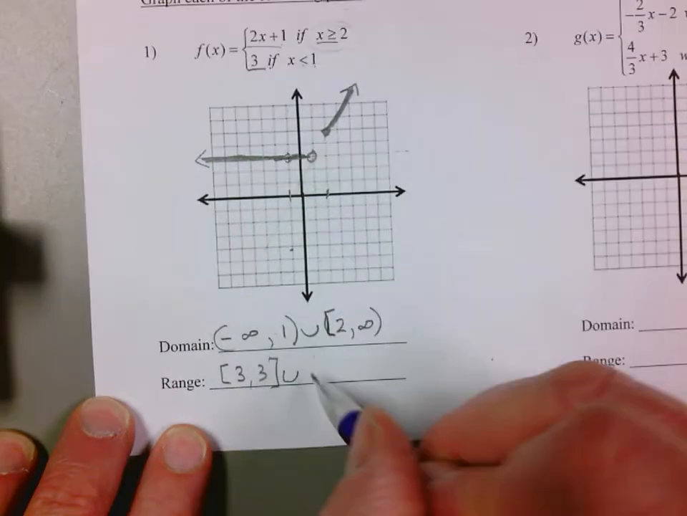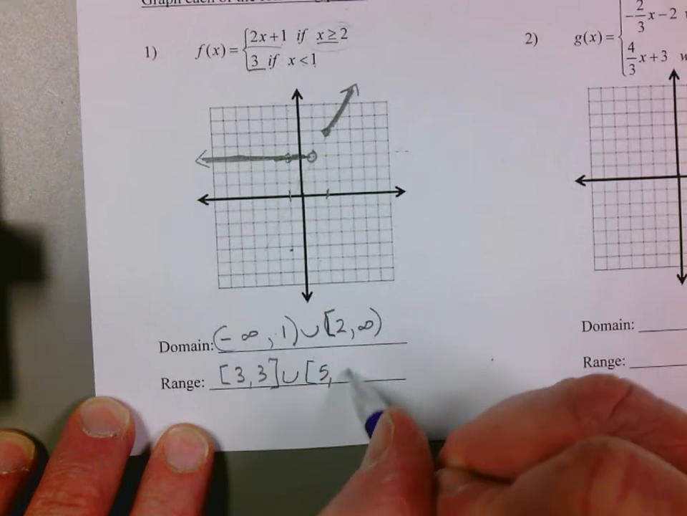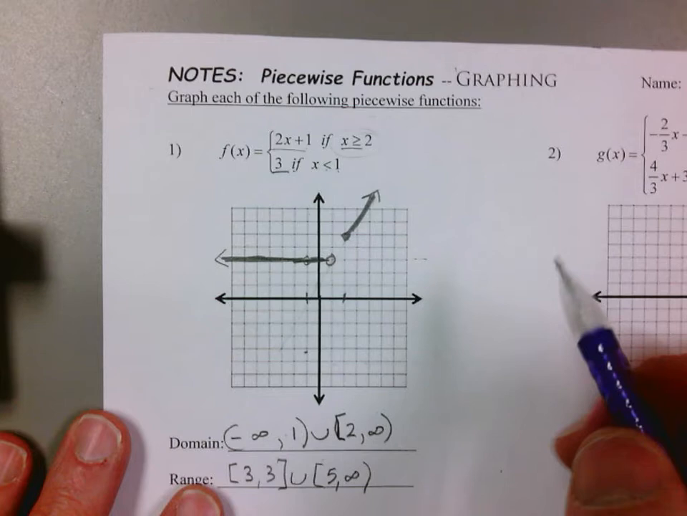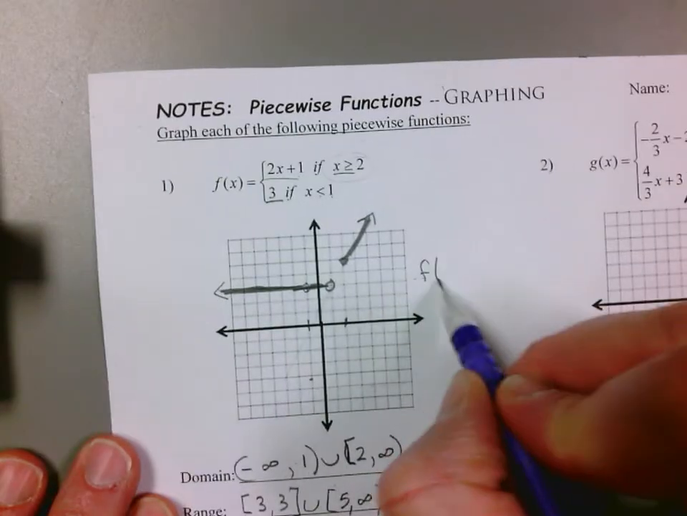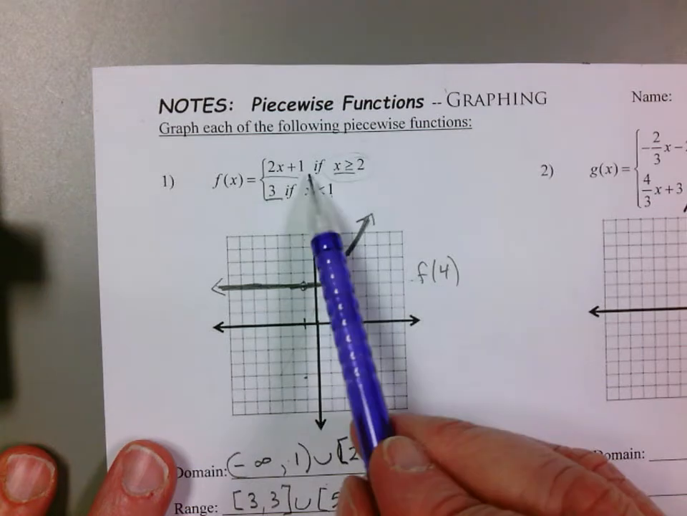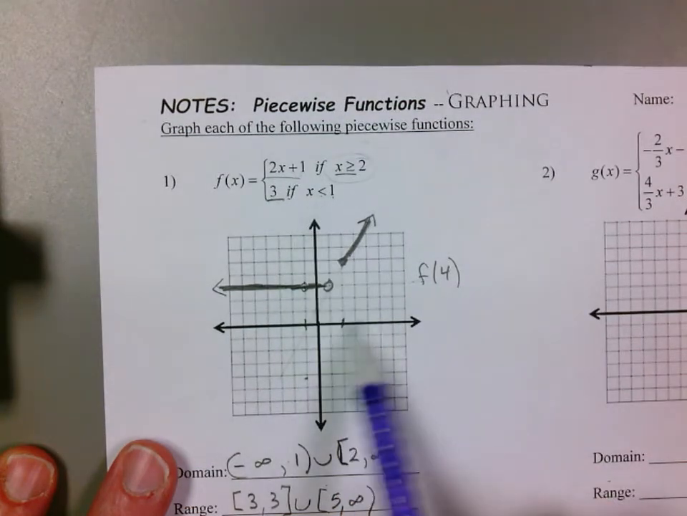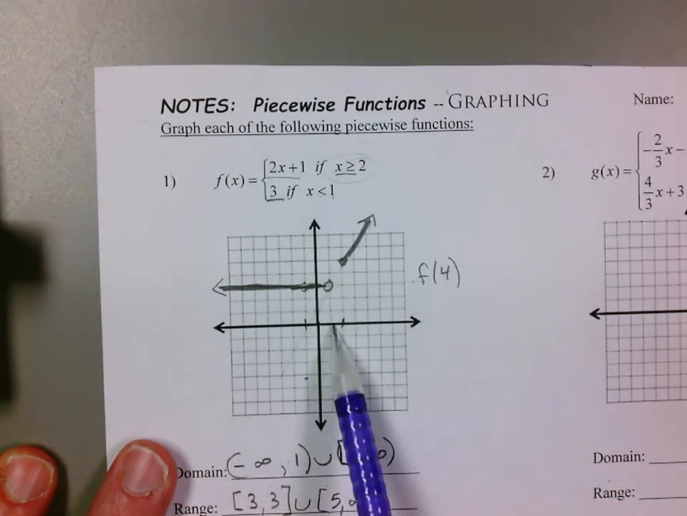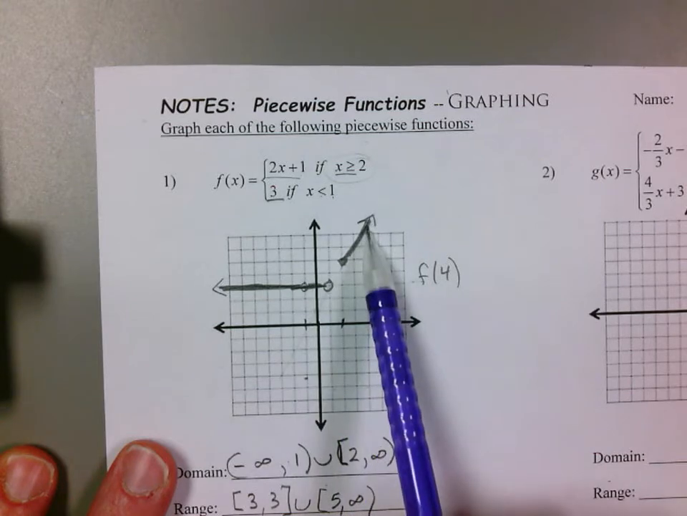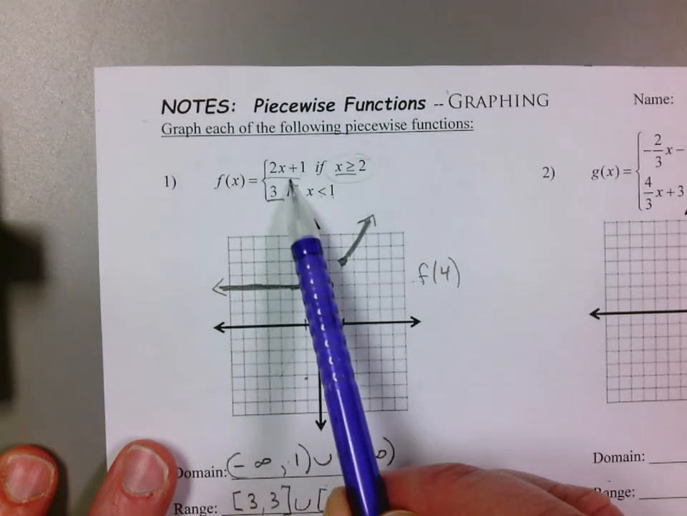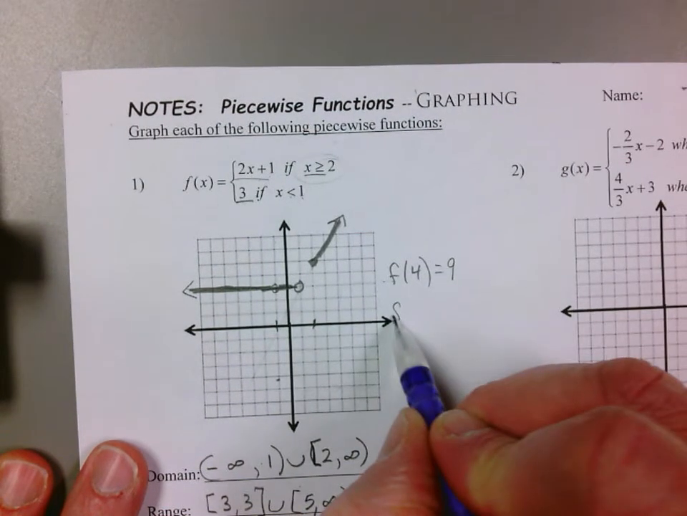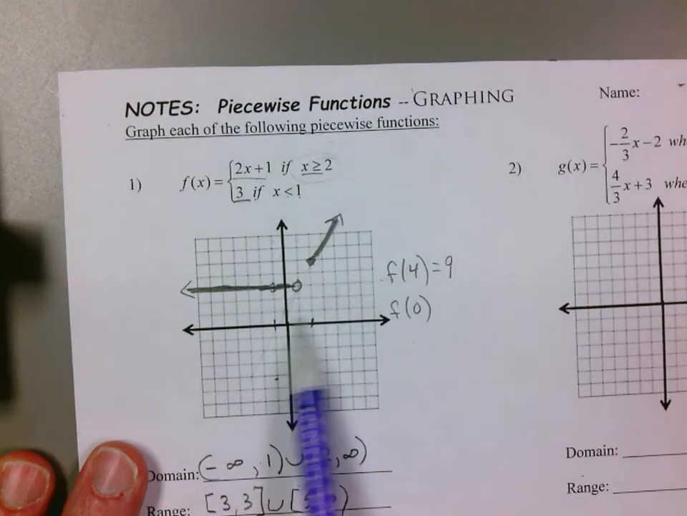and go to infinity. Okay, so for instance, the question then would say, find f of 4. So what you have to do is determine which of these functions. If you have a graph, you can look, which function am I using for f of 4? Well, that means x equals 4. I'm using the 2x plus 1. So I plug that in there. 2 times 4 is 8, plus 1 is 9. Said f of 0. Well, I'm on this function, f of 0 equals 3.